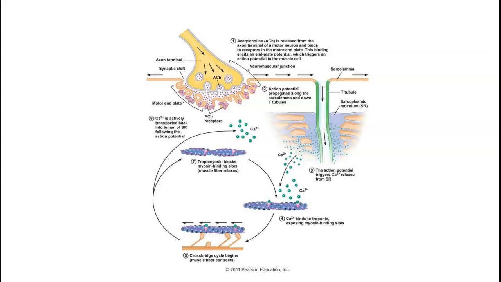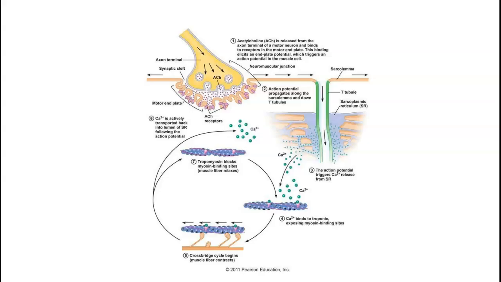Now, if you remember, it takes a lot of ATP to move those myosin heads. So now that actin and myosin are binding, this is when we get that sliding filament theory. It's not that actin and myosin are shortening. It's that as they meet, we're bringing those Z discs closer together and they slide past one another.